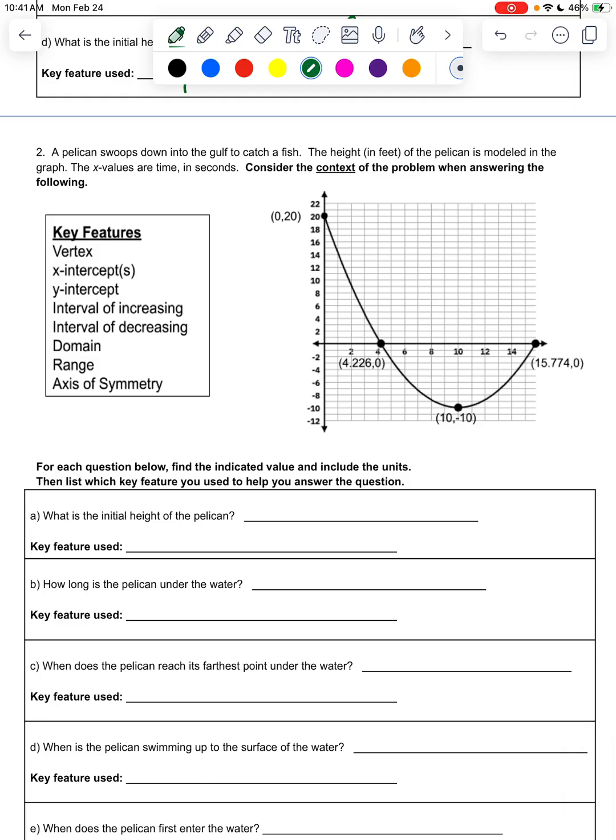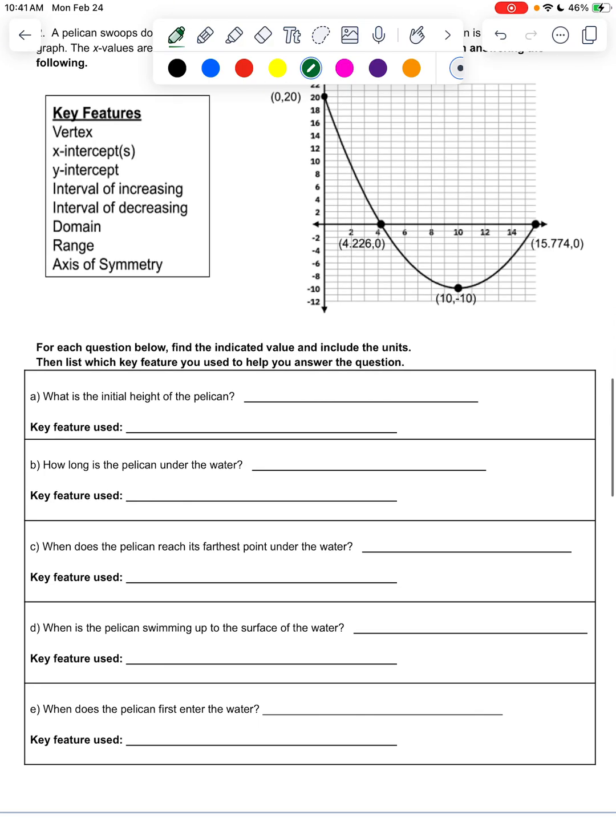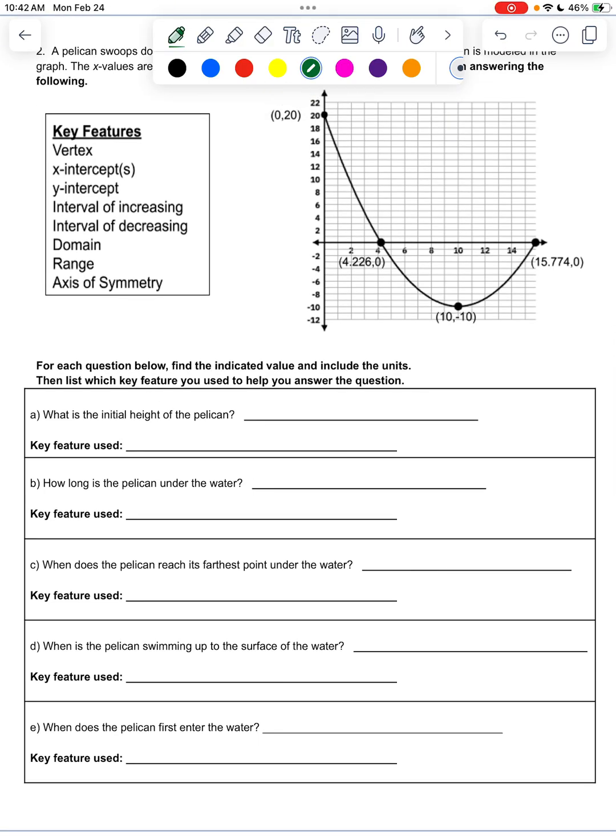Next one's about a pelican diving into the Gulf to catch a fish. So let's answer the same sorts of questions, but be precise here with them. Initial height of the pelican is the exact same type of question as what we saw in the last one. Initial, right at the beginning, 0, 20 is the point. So which part of that's the answer? Well, the initial height is 20 feet. It's the y value. This is the y-intercept.